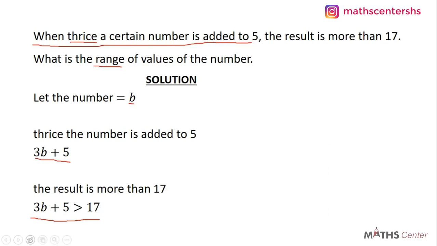I'm going to go through the process again so that you get it very well. Okay, I'm going to clean all the ink here. It says that 3 times a certain number is added to 5. We don't know the number, so we represent that number by b. You can choose any variable. Now, 3 times that number means you are going to have 3b, or 3 times b. The question says that 3 times that number is added to 5, so 3 times b plus 5. Then the result is more than 17. The result is 3b plus 5. This result is more than 17, which means that 3b plus 5 is greater than 17, as we have here.